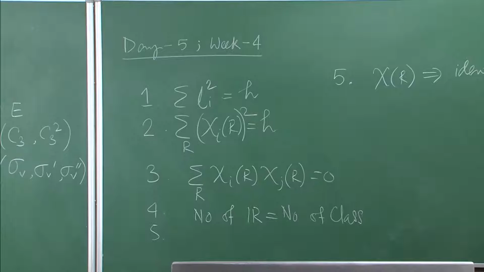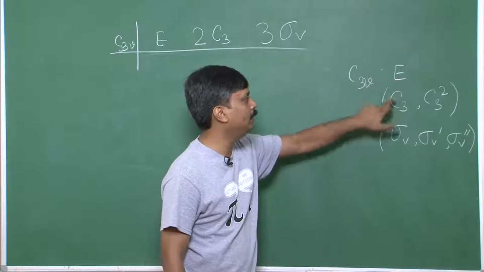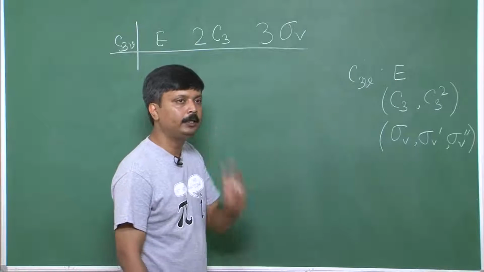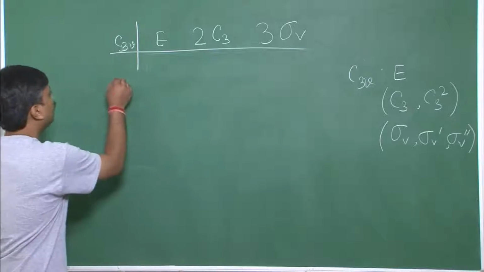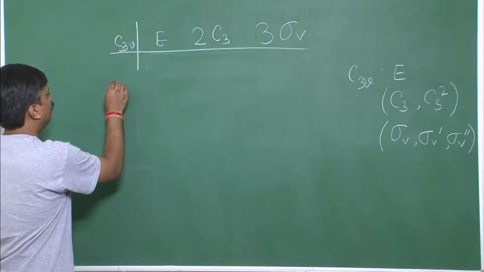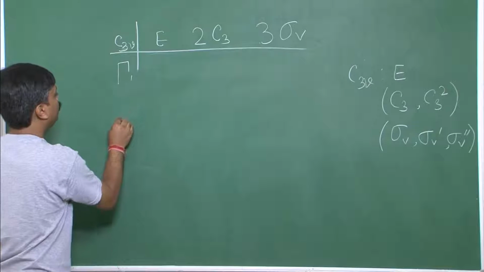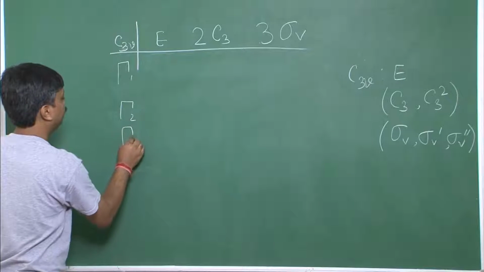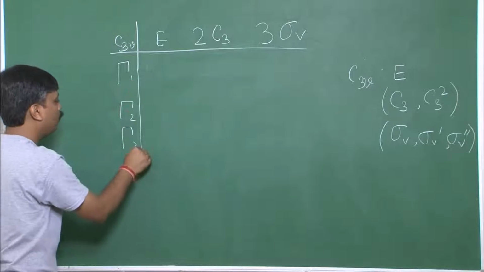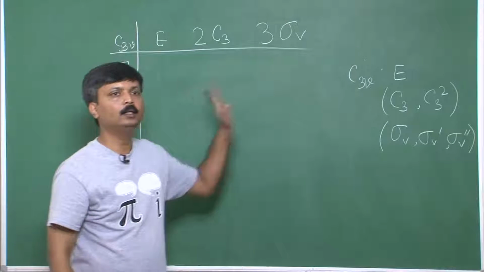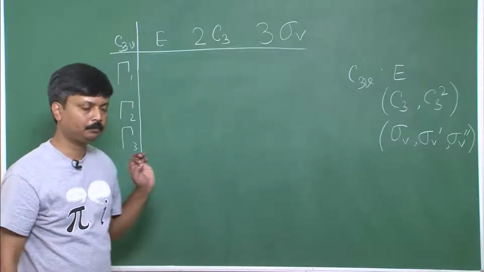So, we have a total of 3 classes: E forms a class by itself, and then these 2 classes. So, there will be 3 irreducible representations. Okay. So, I will have gamma 1, gamma 2 and gamma 3. Now, I have to find out what will be the nature of the characters.